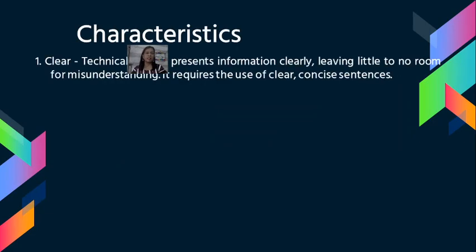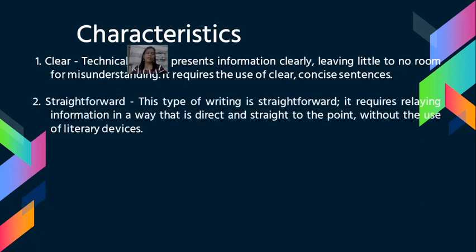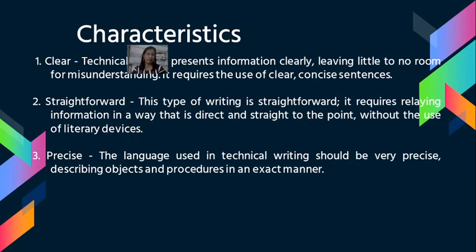So there are characteristics of technical writing. The first one, it should be clear. Technical writing presents information clearly, leaving little to no room for misunderstanding. It requires the use of clear, concise sentences. Then straightforward. It requires relaying information in a way that it is direct and straight to the point without the use of literary devices. So in your essays or your poems, you can actually use literary devices, but in technical writing, we try to avoid the use of literary devices.